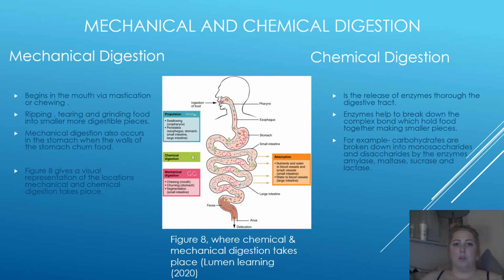Mechanical and chemical digestion are the 2 methods your body uses to break down foods. Mechanical digestion involves physical motion to break it down, and chemical digestion uses enzymes in order to break down food. A visual representation of the locations this takes place can be seen in Figure 8.